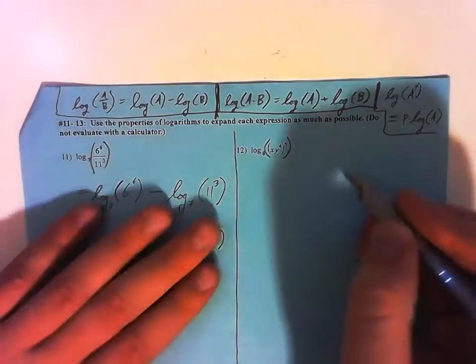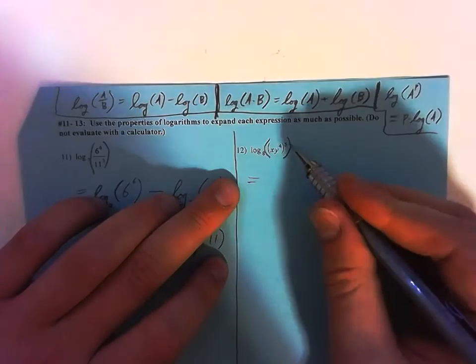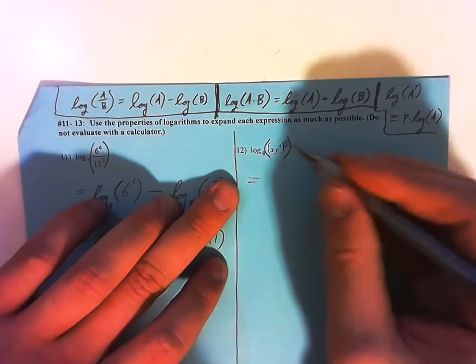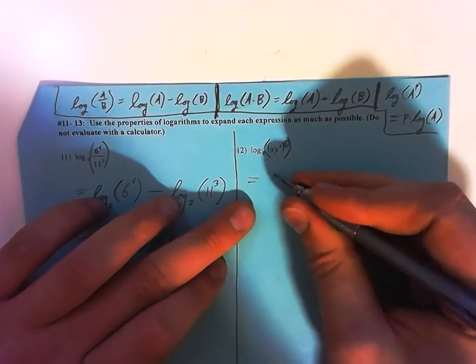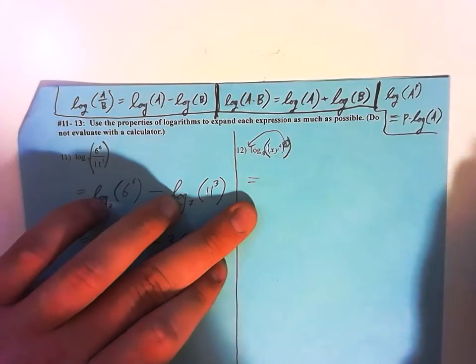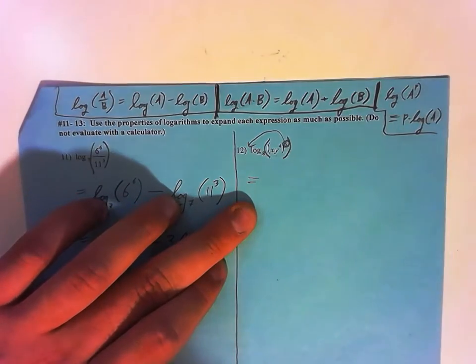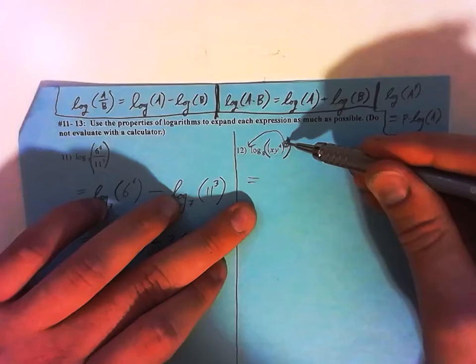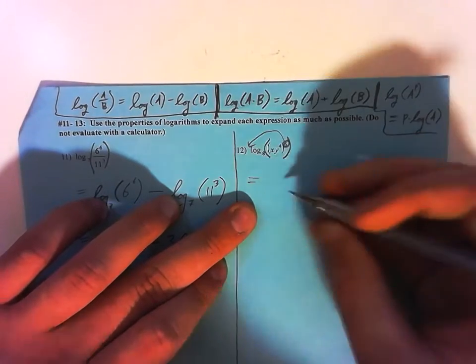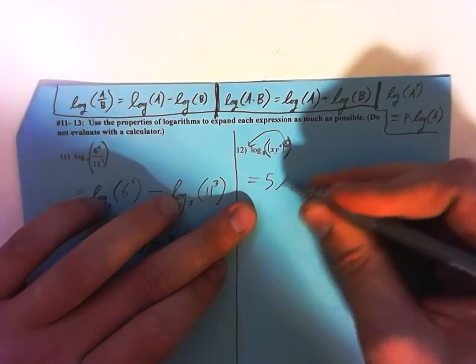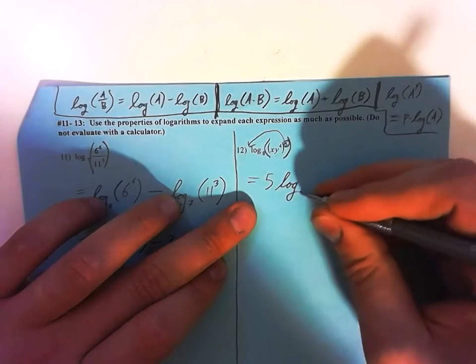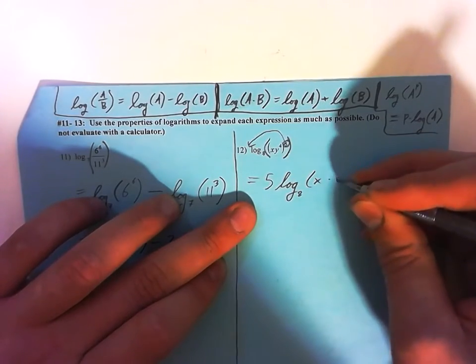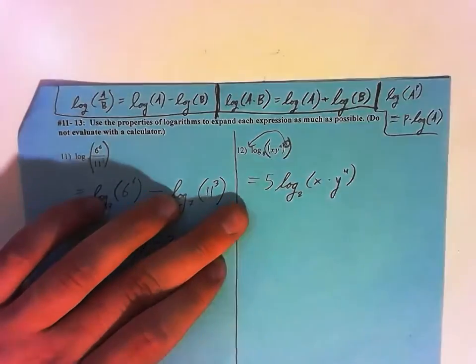What shall I do first? Let's do the power property with this 5. So the 5 will come out there, which is this property right here. It's stuff to a power, so the power will go to the front of the log. 5 times log base 8 of x times y to the 4th power.